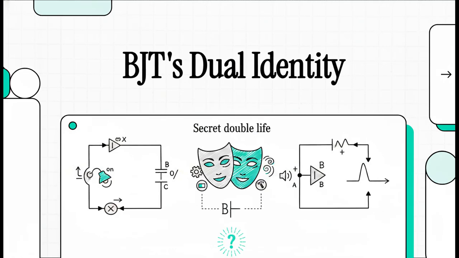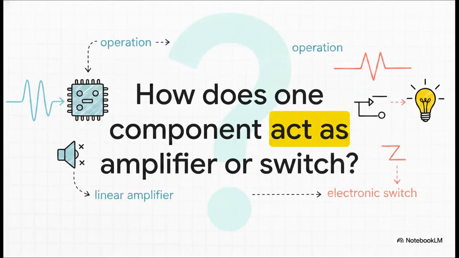Today, we're diving into the secret double life of a component that literally built the modern world, the Bipolar Junction Transistor, or BJT. We're going to break down its split personality, and then we'll throw in a massive plot twist that totally redefined how we think about electrical control. Let's get into it.